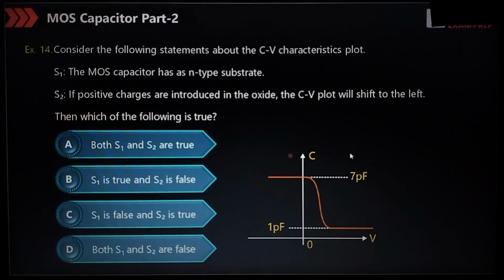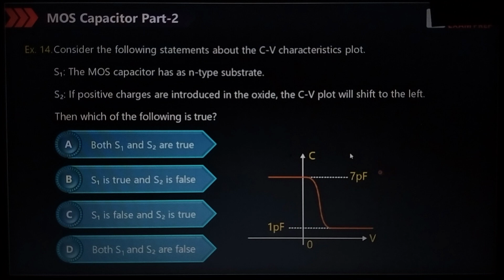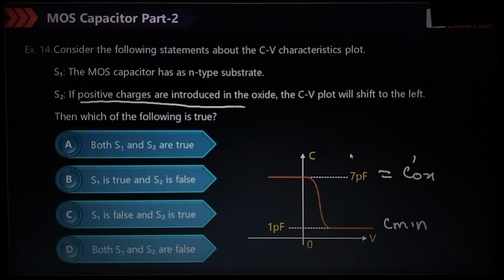For the last question on that same diagram, consider the following statement about the CV characteristics plot. This is given, okay. This is the COX test. This is the C minimum. Everything we have calculated. The MOS capacitor has N-type substrate, okay. If the positive charges are introduced in the oxide, the CV plot will shift to the left. That is the point. I am not giving you the idea, but you can think about that. Logical question.